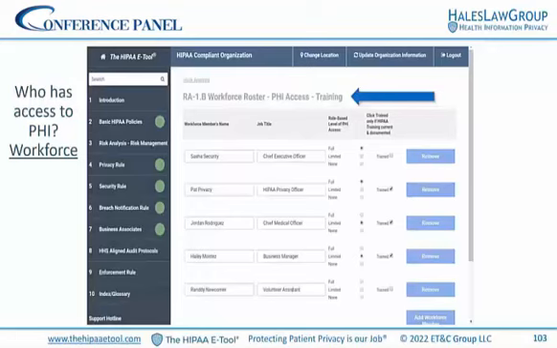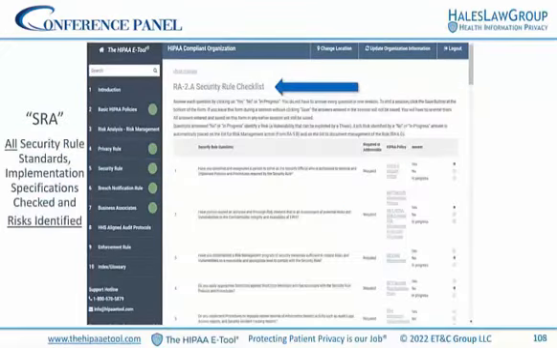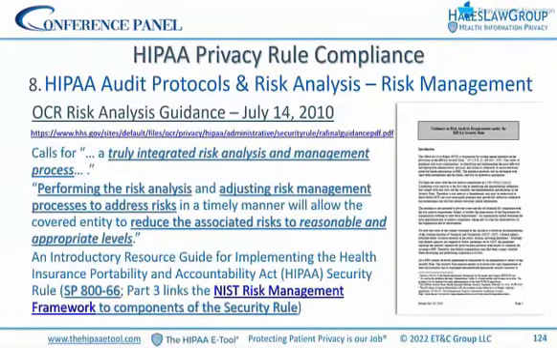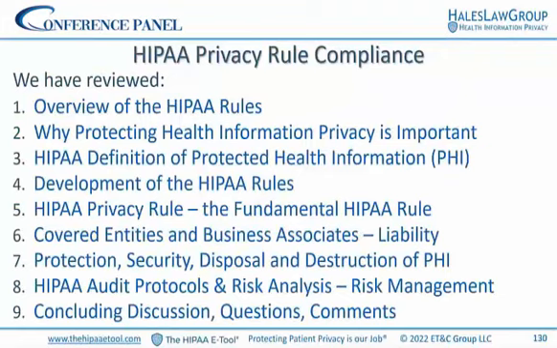Your workforce members. Are they trained? Business associates that have access. The security rule checklist. This is what everybody calls an SRA. What's required? They're called security measures. Here is the guidance that I mentioned earlier, who was assigned to deal with this, the HIPAA rules, and explaining why the privacy rule is so fundamental and so important.